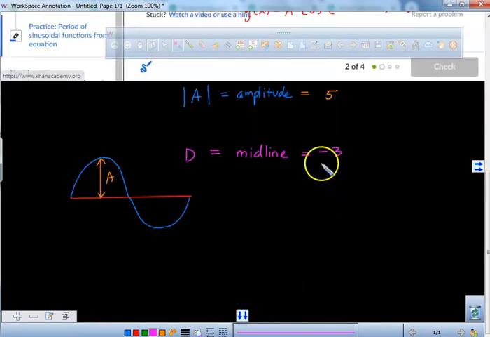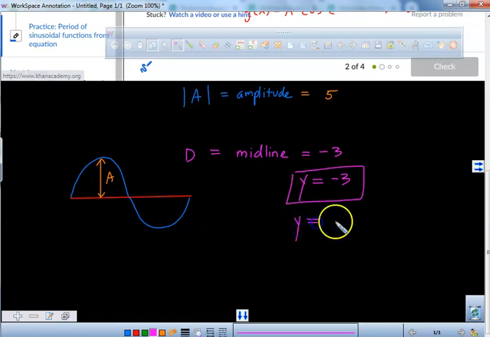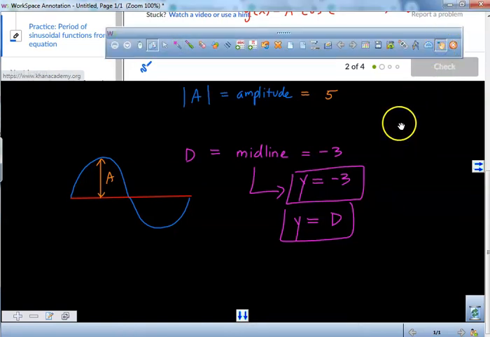Now, understand the midline has an equation. Our midline would be y equals -3. So the midline is always an equation. Y equals a constant. That constant just happens to be the d value at the end. Yeah, y equals whatever the d value is. So if you want to put y is equal to whatever the d value is for your midline, okay, that's totally okay. The last one, which is the most difficult, but it's not bad, okay?